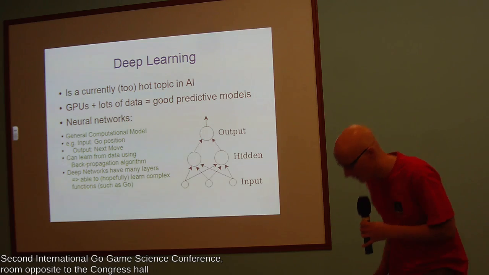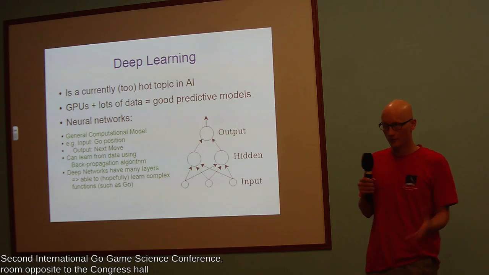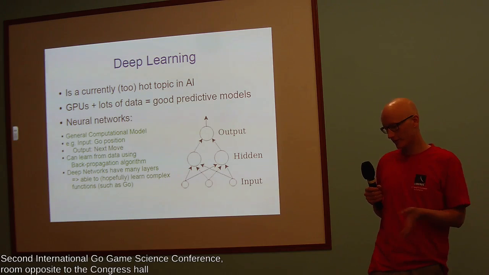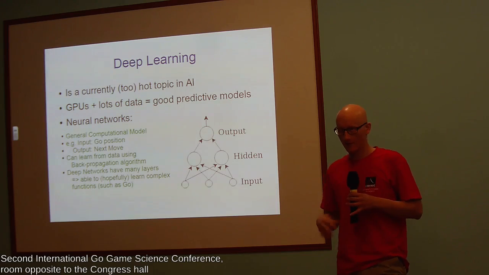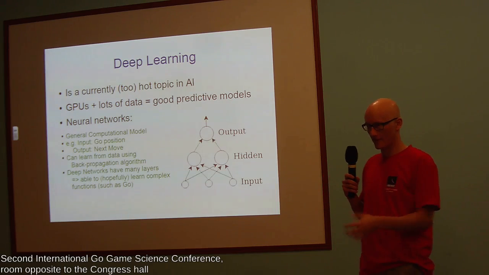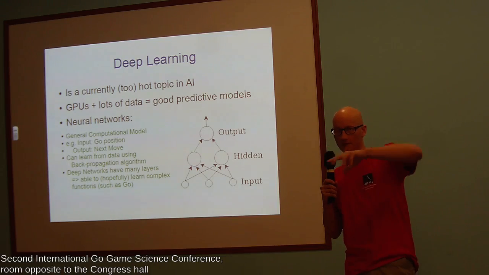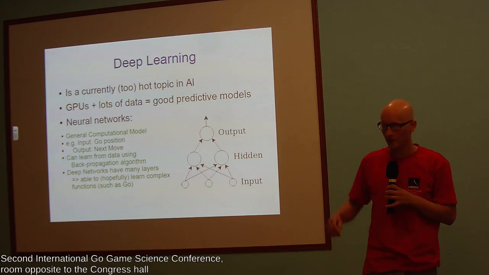So, something about neural networks. In short, it's a general computational model which computes something. It has some input and output, and the input, for example, might be a Go position. It computes weighted sums and other functions on the data in several layers, and then it outputs something. In Go, this output might be, for example, a probability of playing a given move.